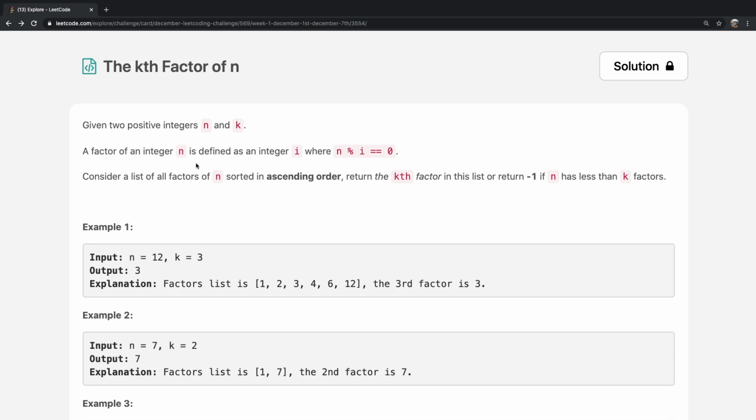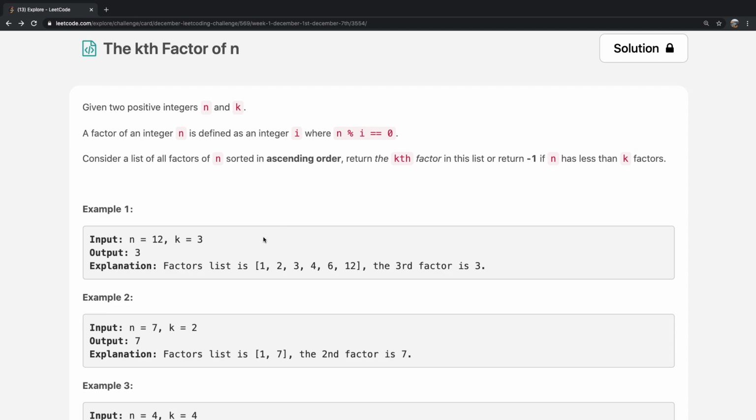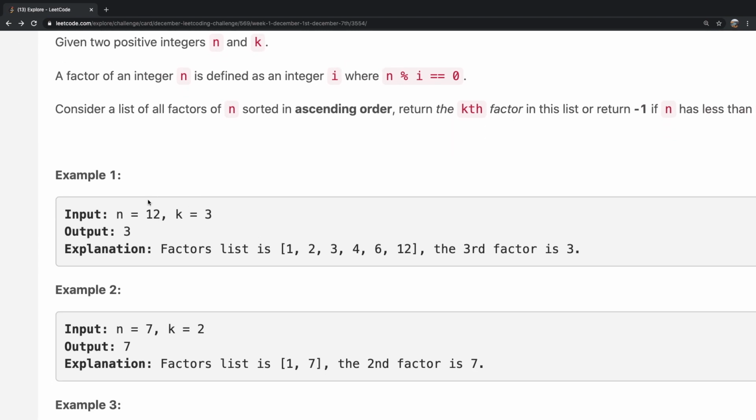So consider a list of all factors of n sorted in ascending order. Return the kth factor in this list, or return -1 if n has less than k factors. So what exactly does this mean? Over here we're given the number 12.